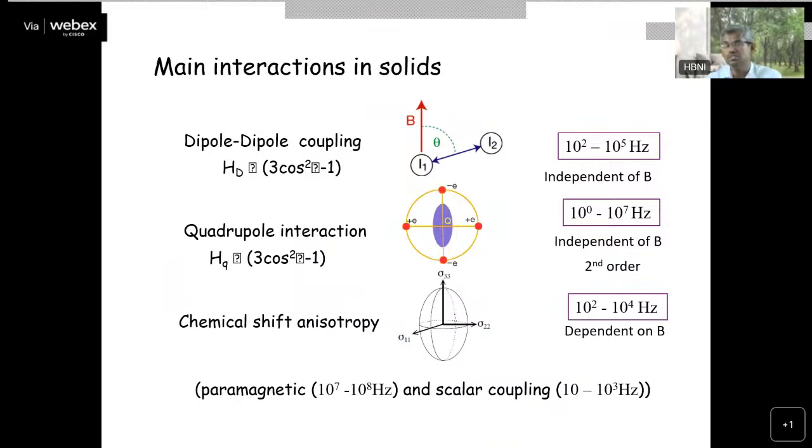As a result of this, in solids this anisotropy always exists. That is what we call the chemical shift anisotropy. These are the 3 important interactions we study in solid state NMR.